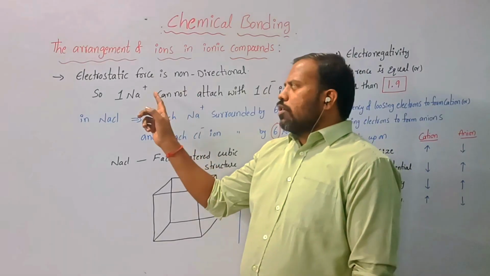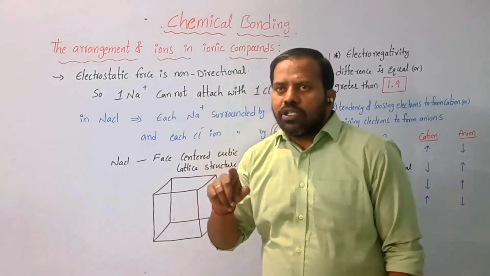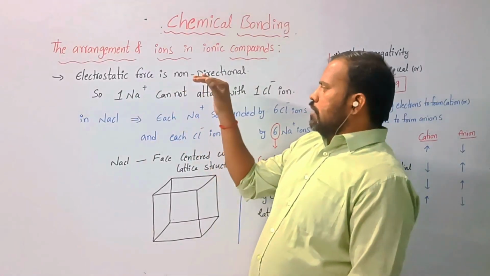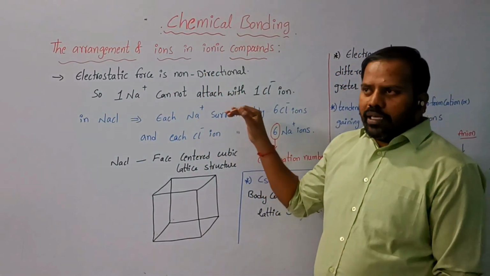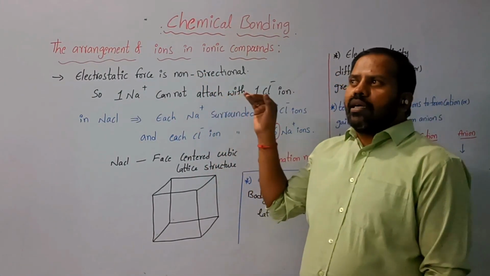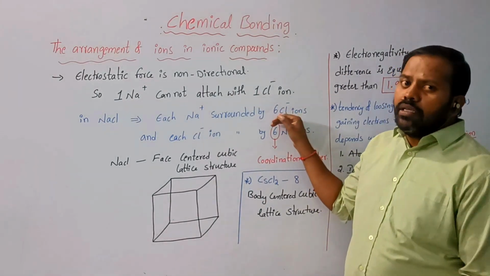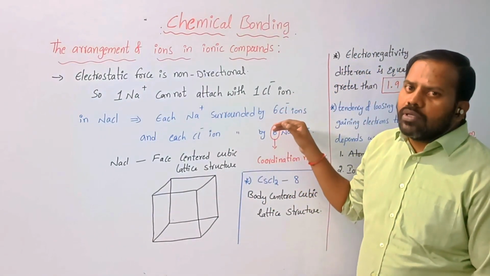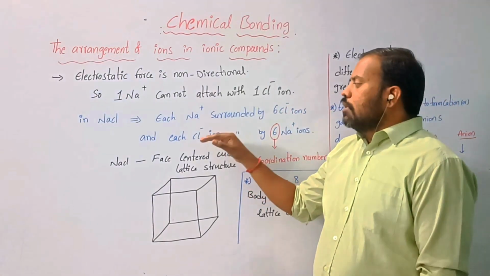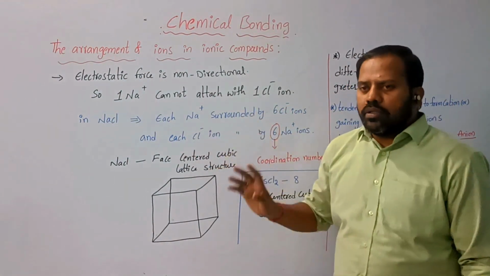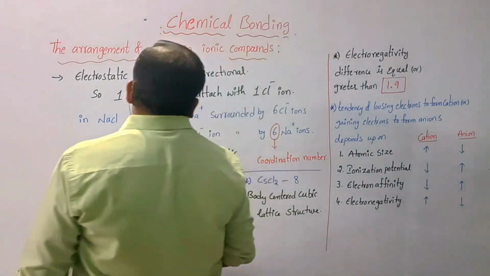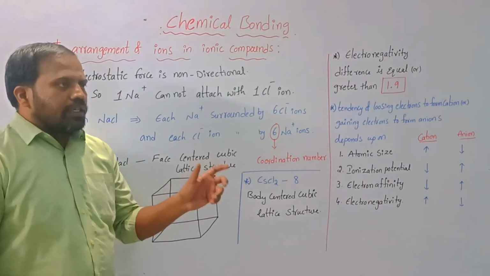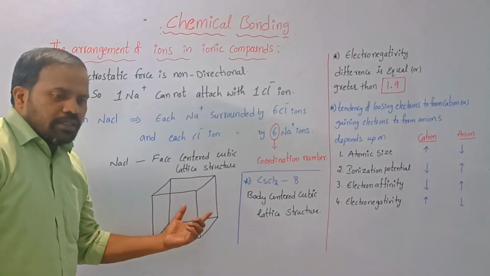So each cation can be attached with some number of anions. Particularly in the NaCl compound, each sodium ion is attached with 6 chlorine anions, and vice versa, each chlorine ion is attached with 6 sodium ions. We can see that the structure is a face-centered cubic lattice structure. Face-centered cube. You can say this is a cube.